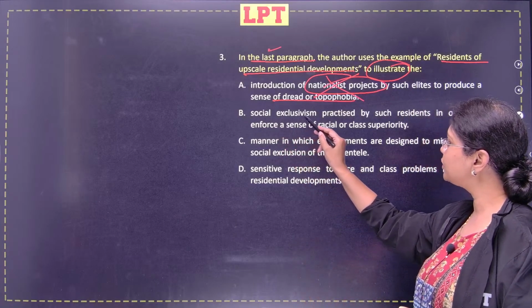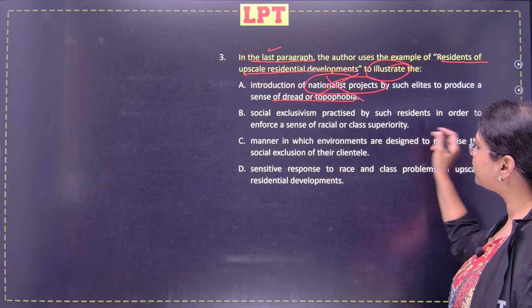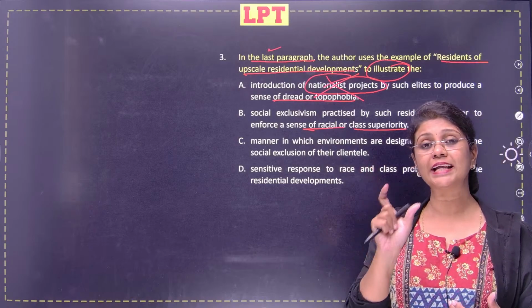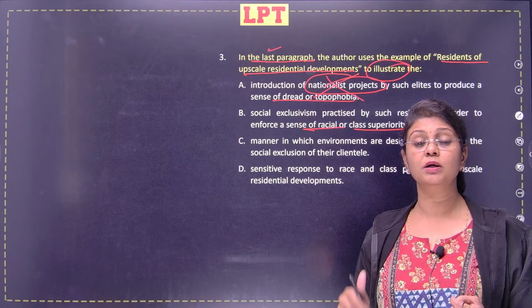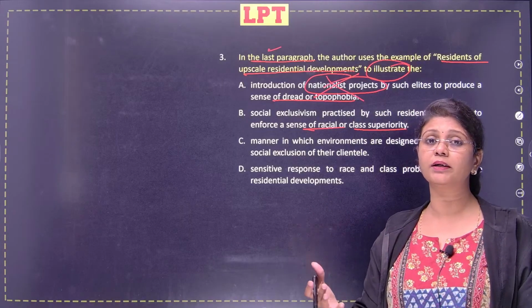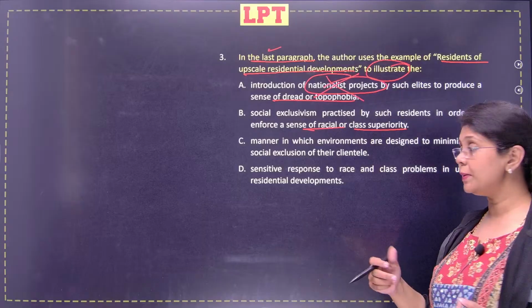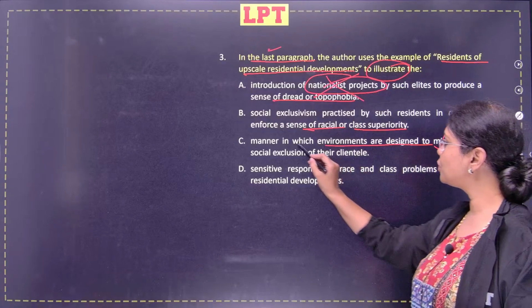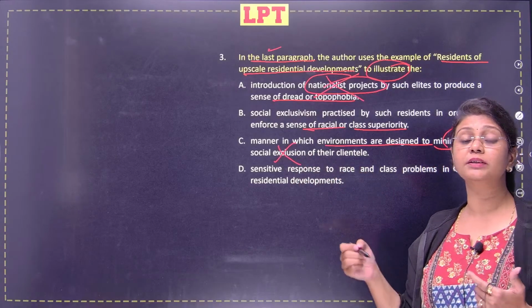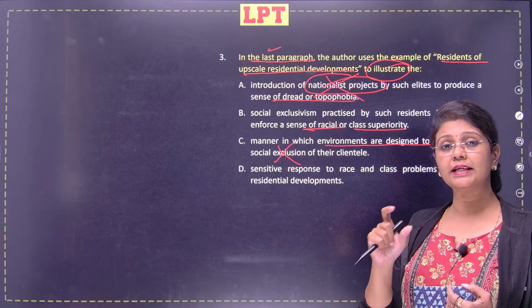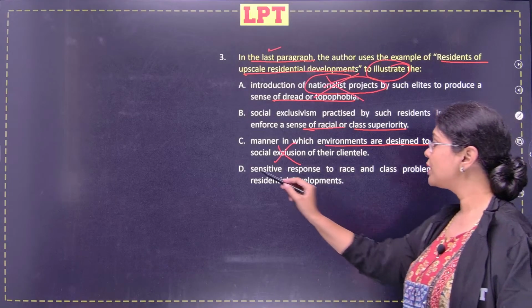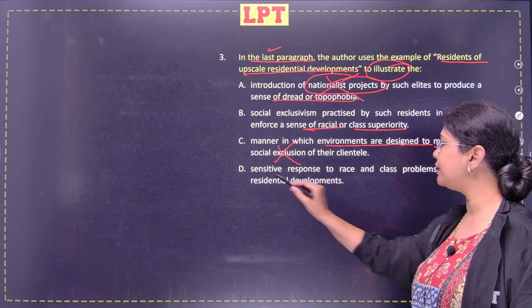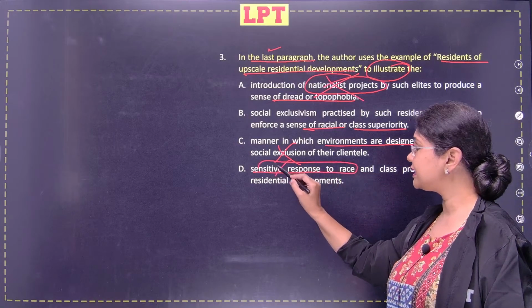B says social exclusivism practiced by such residents in order to enforce a sense of racial and class superiority. Now, if you have read the context of the passage here, I'm sure you would have understood by now that this is most closely related to what we have read as an idea here. Let's also evaluate the other options. It says manner in which environments are designed to minimize the social exclusion of their clientele, but that is not the reason why the author has taken that example of upscale residents here. And D says sensitive response to race and class problems in upscale residential development. Well, that does not talk about the fact that it's a sensitive response to it.